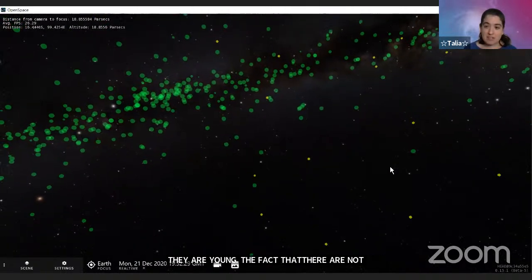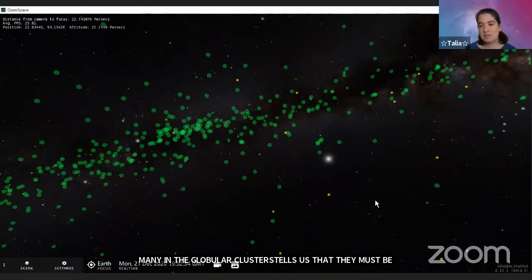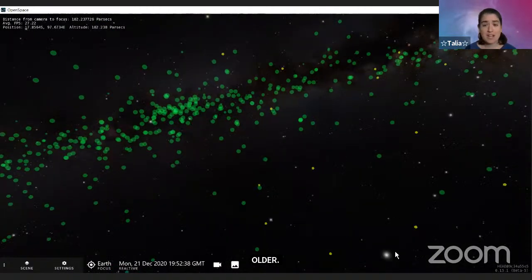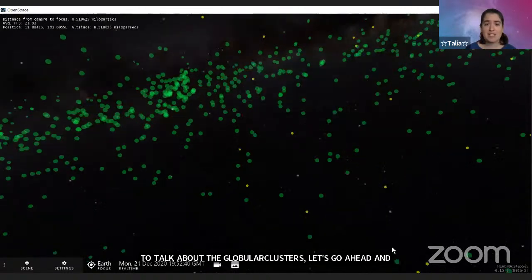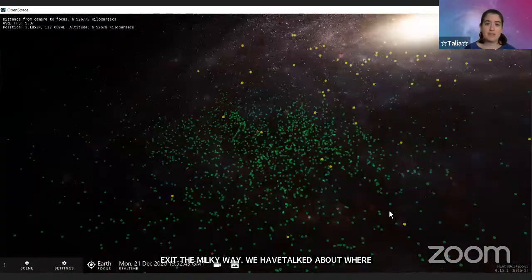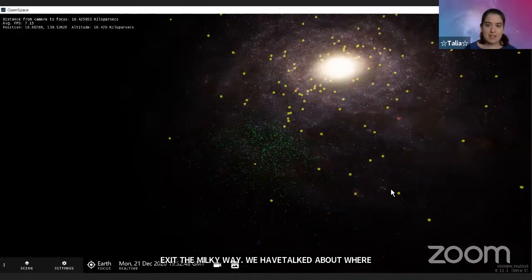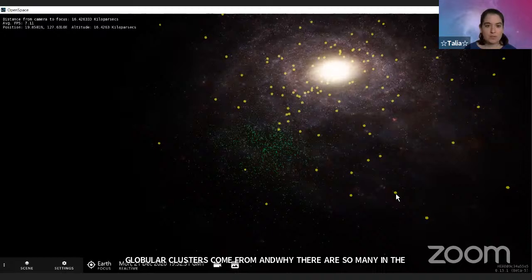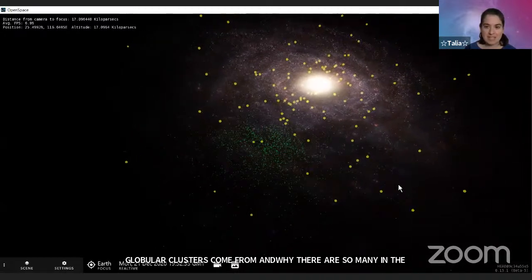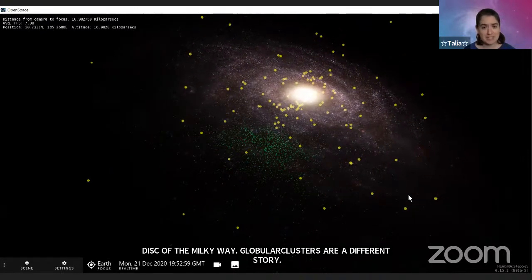And to talk about the globular clusters, Katie, let's go ahead and exit the Milky Way. So we've talked about the open clusters and where they come from and why there are so many in the disk of the Milky Way. Globular clusters are a completely different story. Globular clusters are very, very old, or can be very, very old. And you'd see them orbiting galaxies. They're orbiting the center of the Milky Way. They're not in the galaxy, they're orbiting it.